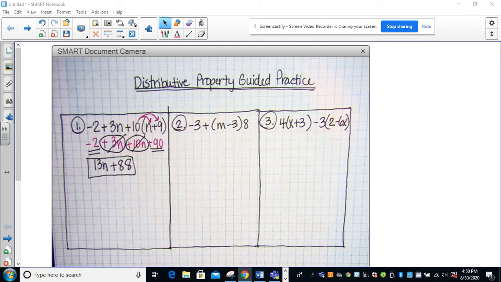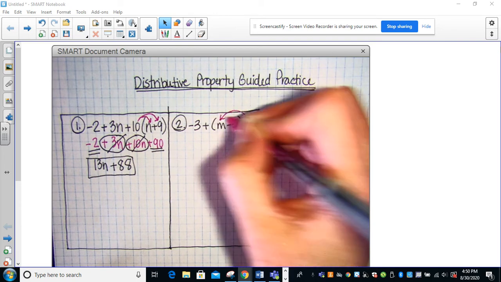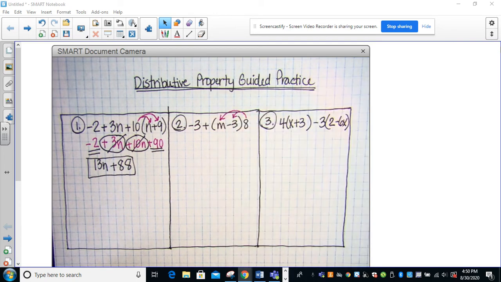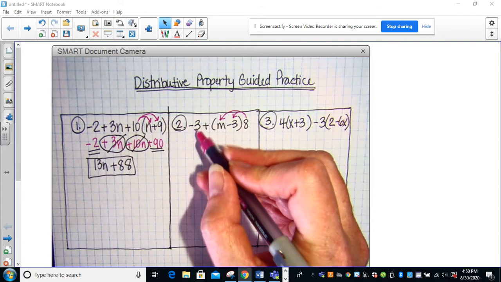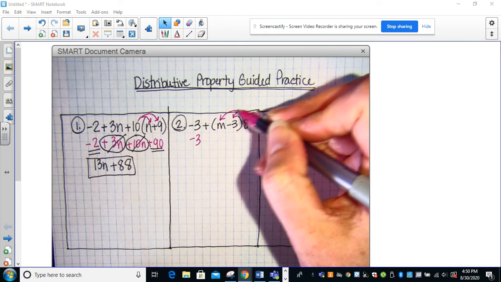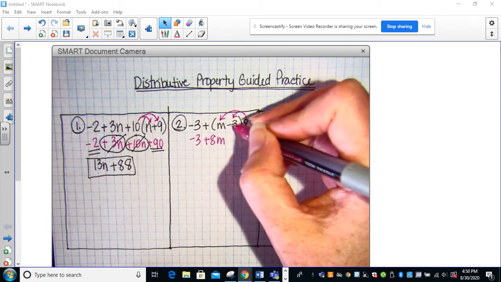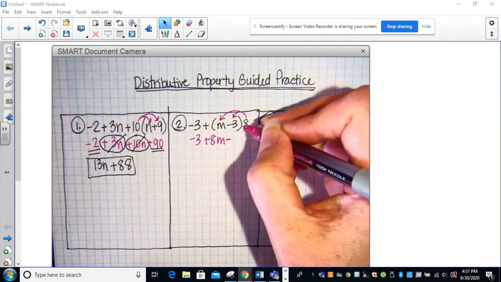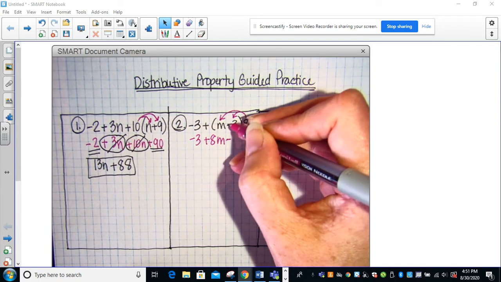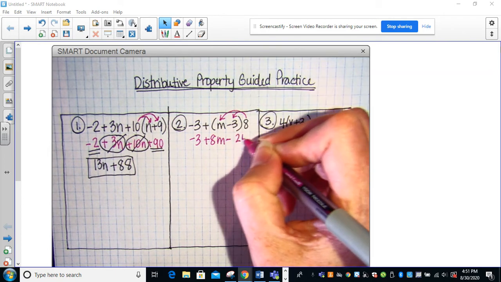So this time, number 2, it's a little different. We still have a set of parentheses, but the number that is being distributed is on the right-hand side. Don't let that mess you up. It's still the same way. Drop your -3. Now, let's look over here. 8 times m is 8 m's. And then it's going to be a minus because the +8 and a -3, positive times a negative makes a negative. 8 times 3 is 24.